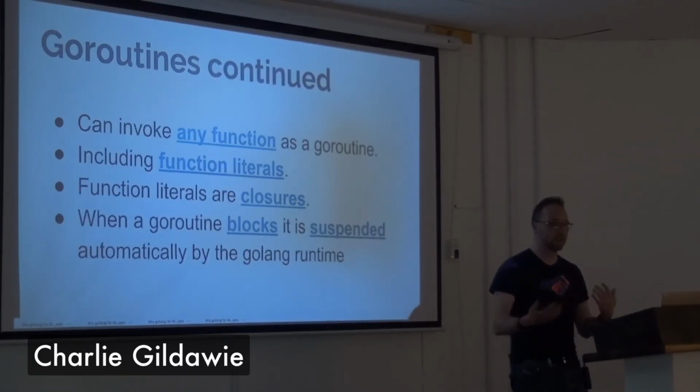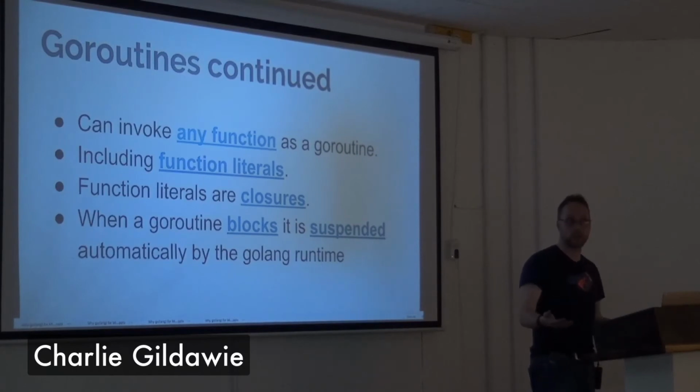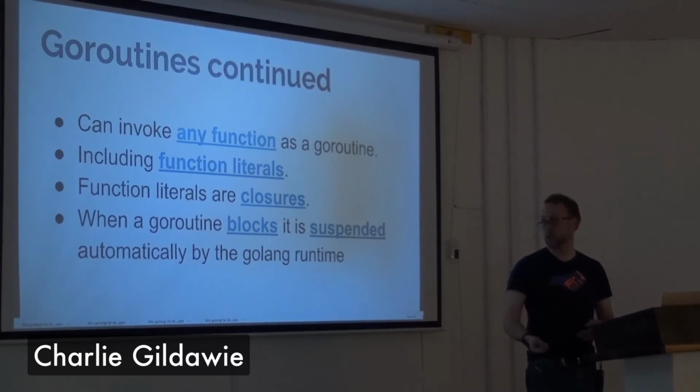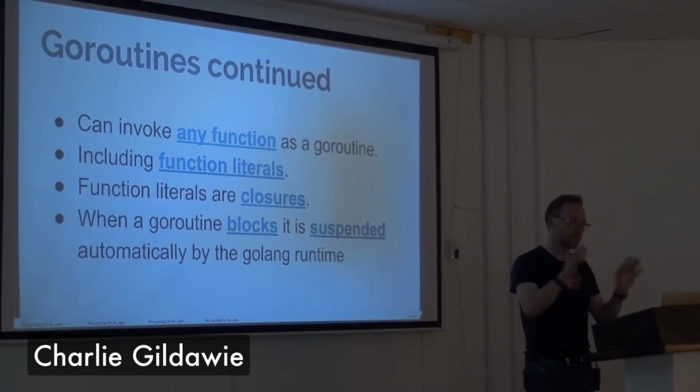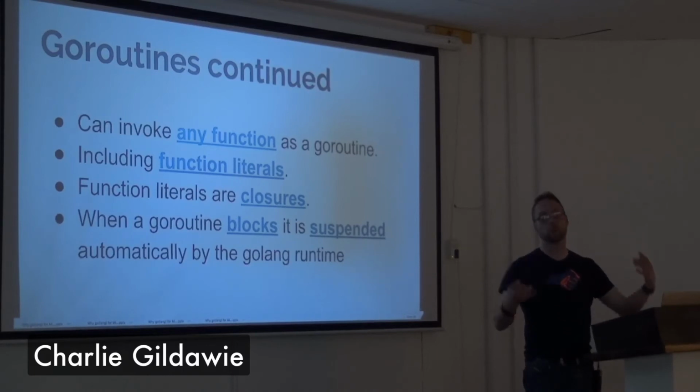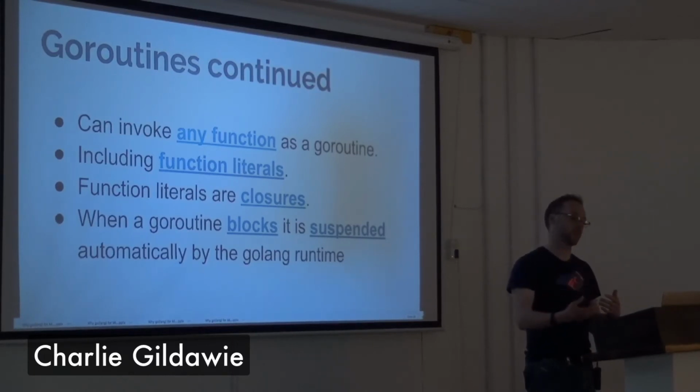You can invoke any function as a goroutine. So if you have a function already, it's very easy to invoke it concurrently, including function literals. That means you can define functions inline. And don't worry, there are going to be code examples immediately after this. Function literals are closures. What that means is if you have a variable before you declare the Go function, it will inherit that copy of that variable.